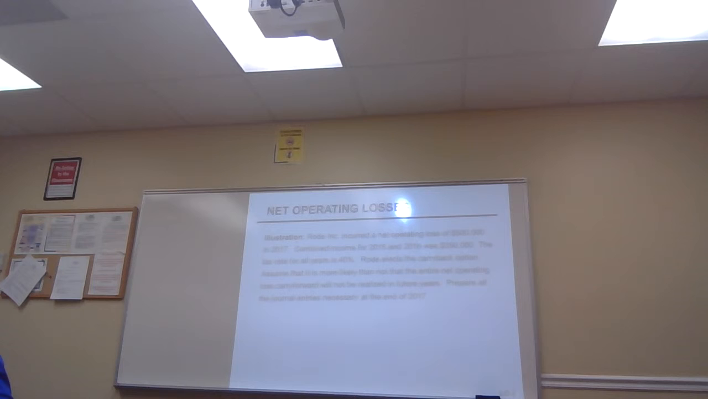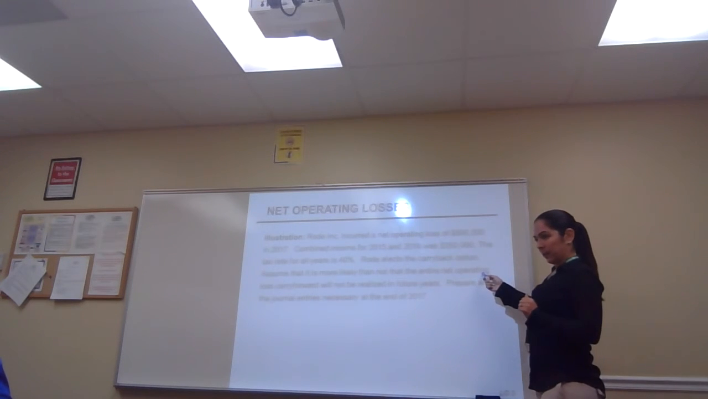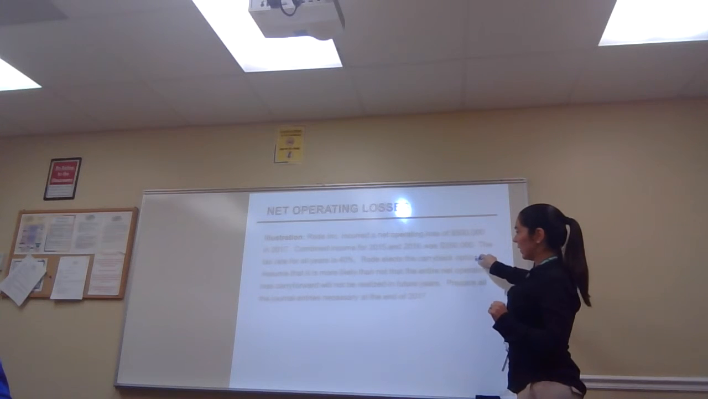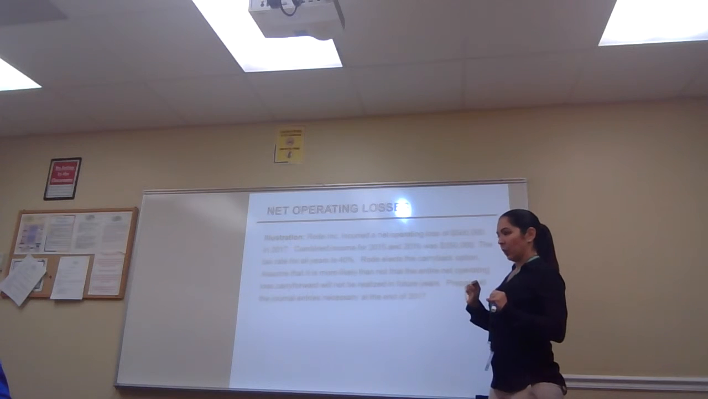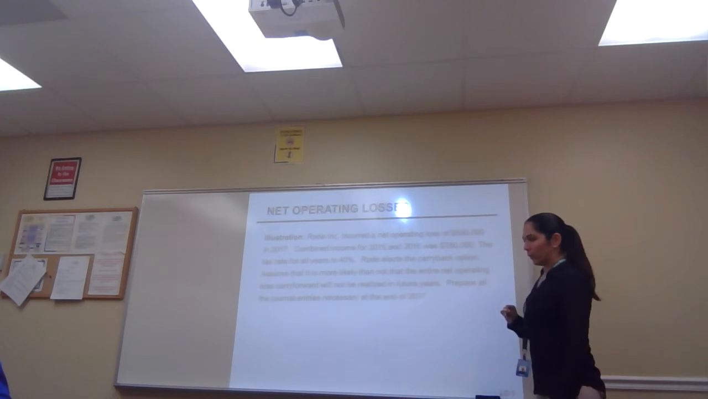Road Inc. incurred a net operating loss of 500 in 2017. Combined income of 15 and 16 was 350. Road elects the carryback option. Assume that it is more likely than not that the entire NOL loss carried forward will not be realized in future years. So where this is going now, remember how we spoke about valuation allowance? It's basically telling you that they believe more likely than not that they're not going to use that 150 that was left over. They're not going to realize it in the future years. So now we have to create a valuation allowance for that.